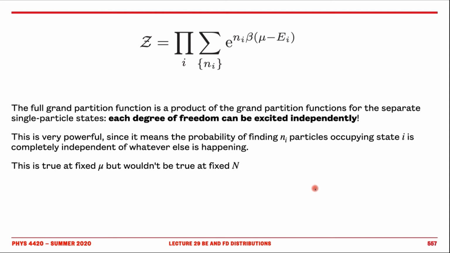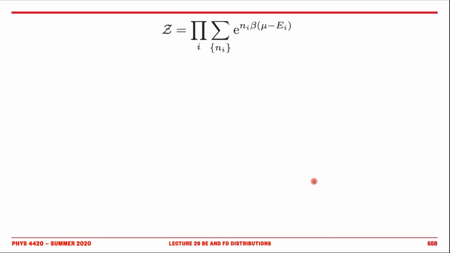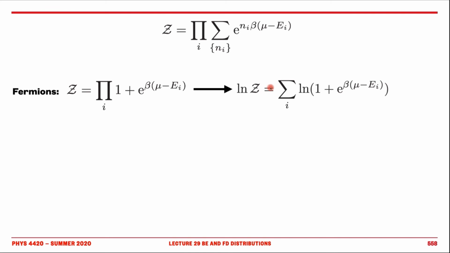Okay, let's look at the consequences of this formula. That's the same formula as on the previous slide. Let's have a look at the fermions. For fermions, this sum is just the sum of two occupations, 0 or 1, so it's directly this. And of course, the logarithm again can be calculated this way.